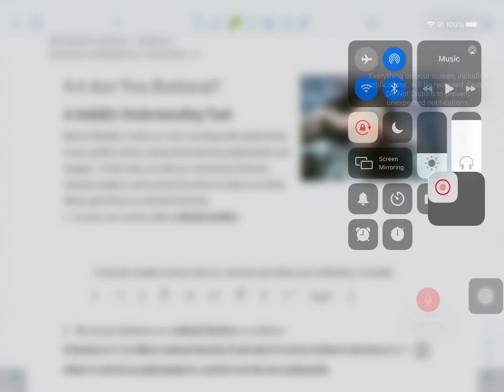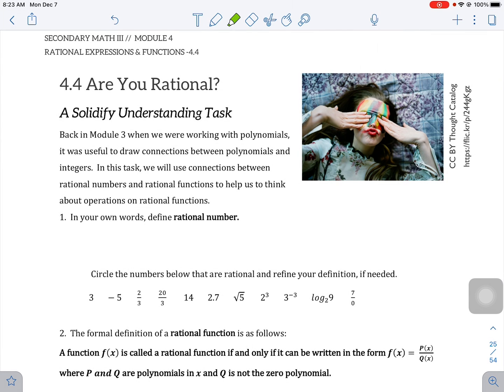Welcome. We're looking at Module 4, Task 4, called Are You Rational? We're talking about rational functions. We're going to look a little deeper. In your own words, define a rational number.